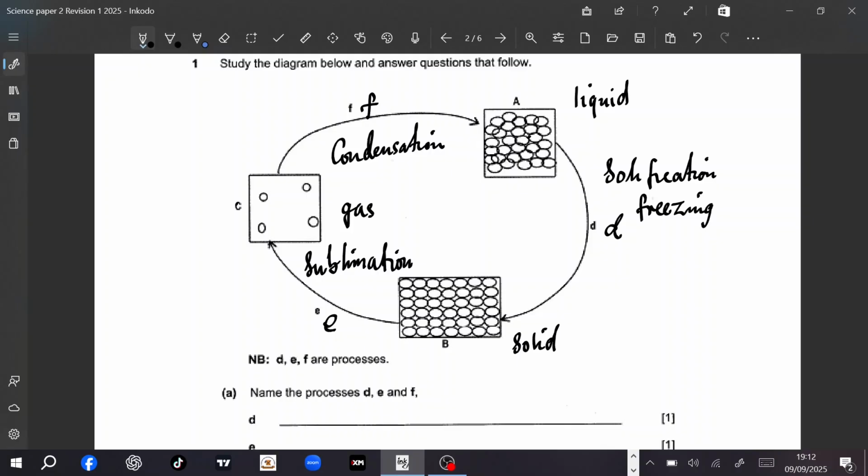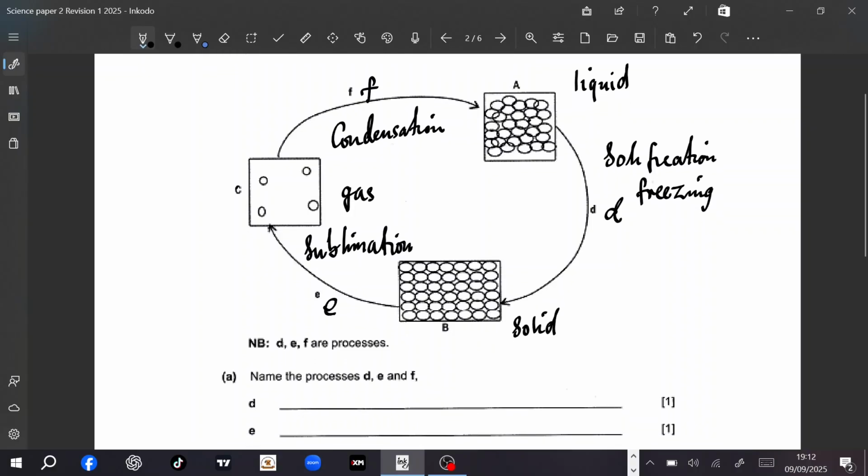So having analyzed our diagram like that, let's look at what the questions were. So A, they're saying name the processes D, E, and F. So we have already named them. Like D here, we said it is either solidification or what? Or freezing.